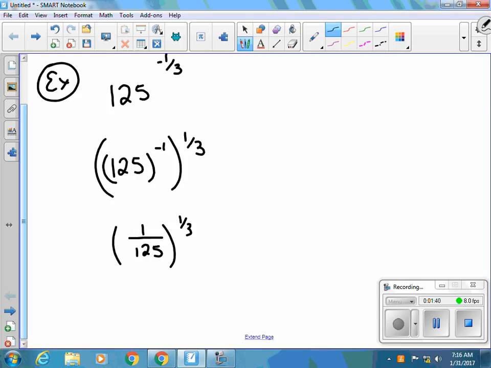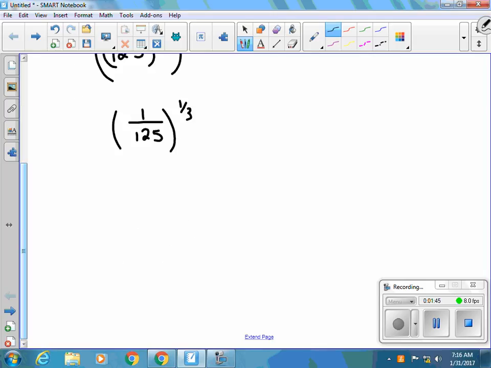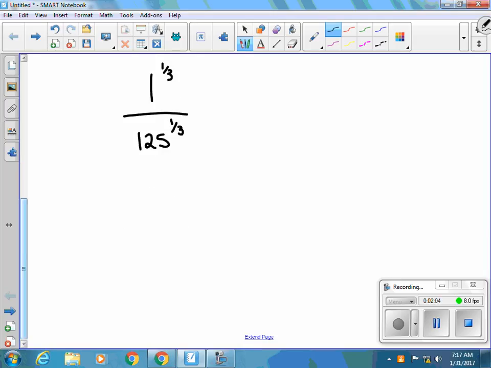So that right there, when we use that negative 1 and we flip it, that's our negative exponent theorem. Okay? Now the 1/3 is on the outside as a power. So that 1/3, when we have our quotient, goes to the 1 as well as the 125. So I now have 1 to the power of 1/3 divided by 125 to the power of 1/3. Well, 1 to the power of 1/3 is just 1. 125 to the power of 1/3 is 5. So our answer then is just 1/5.